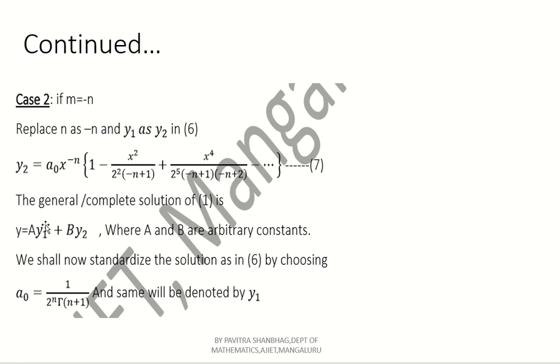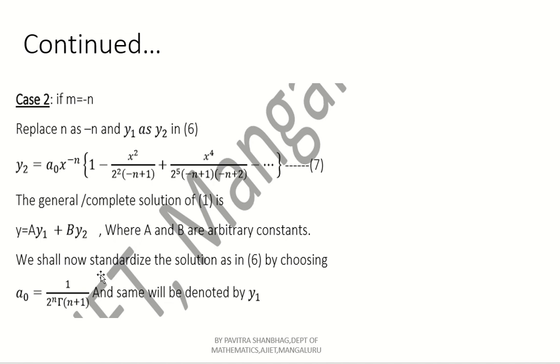Now, the general or complete solution of the given expression is small y equal to a y1 plus b y2. Why did we take y1 and y2? y1 is for case 1, that is m equal to n, and y2 is for case 2, that is m equal to minus n, where a and b are arbitrary constants. Now, how to find a and b? That we have to check here.